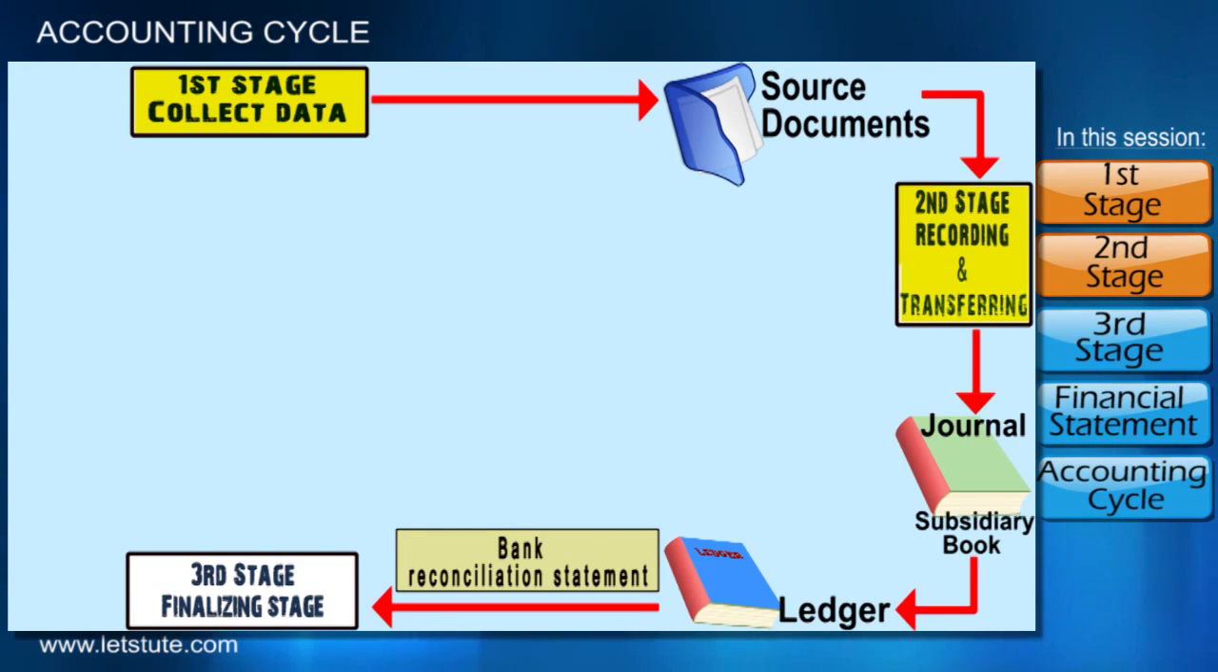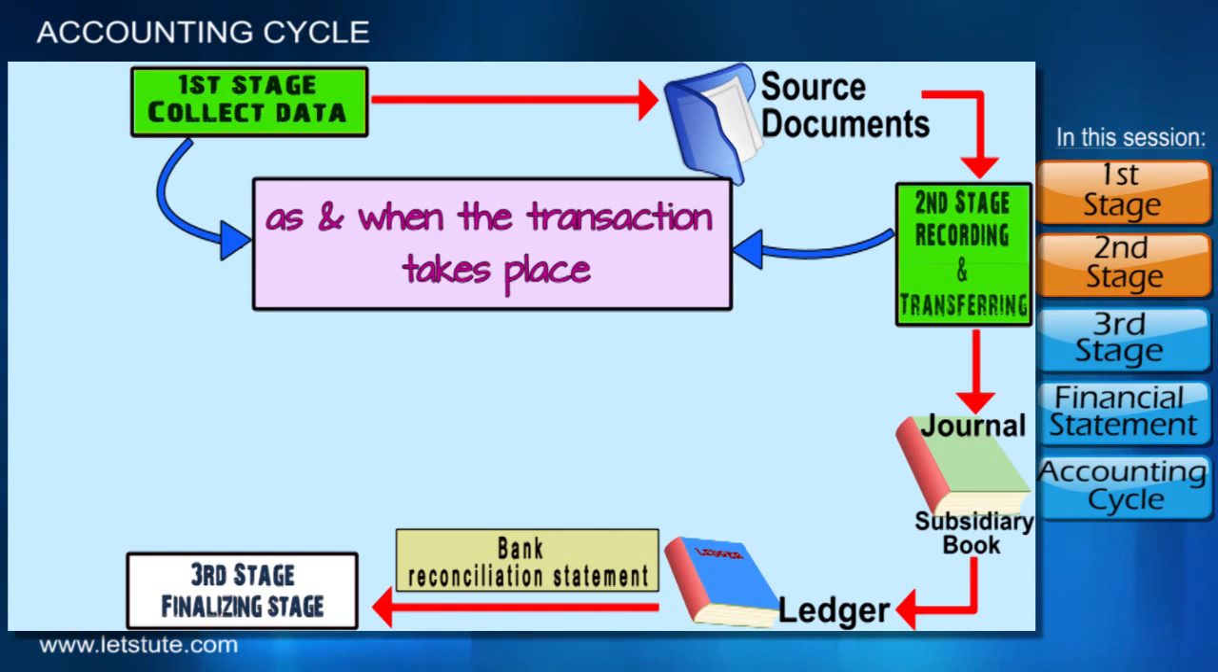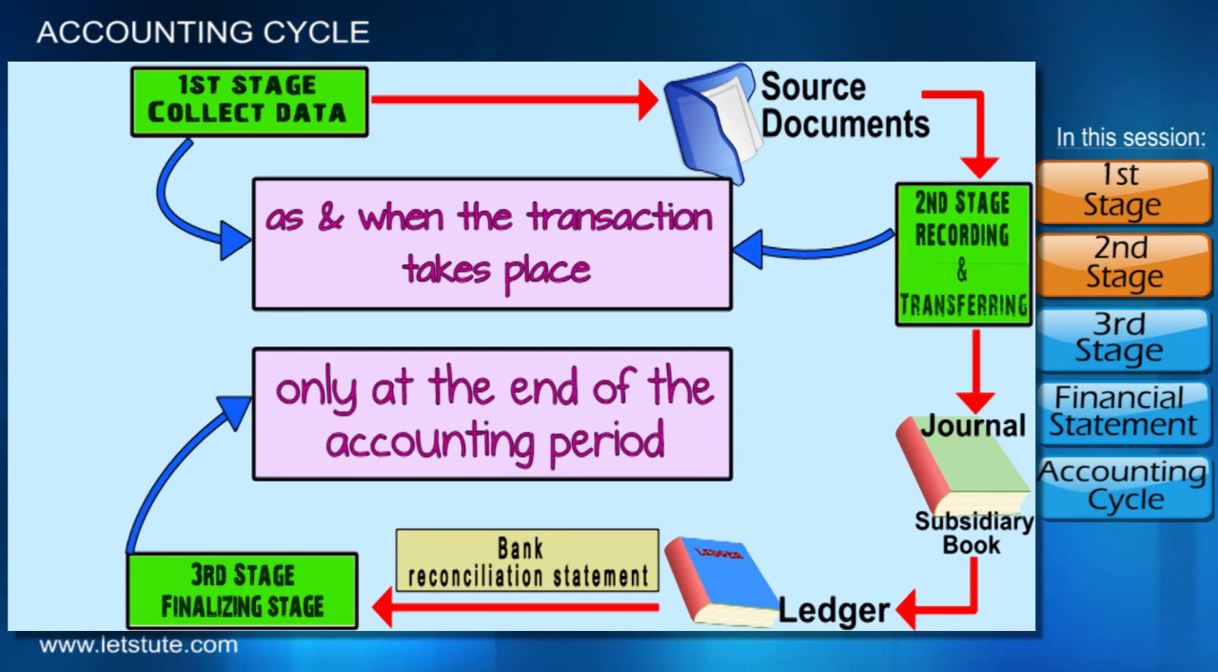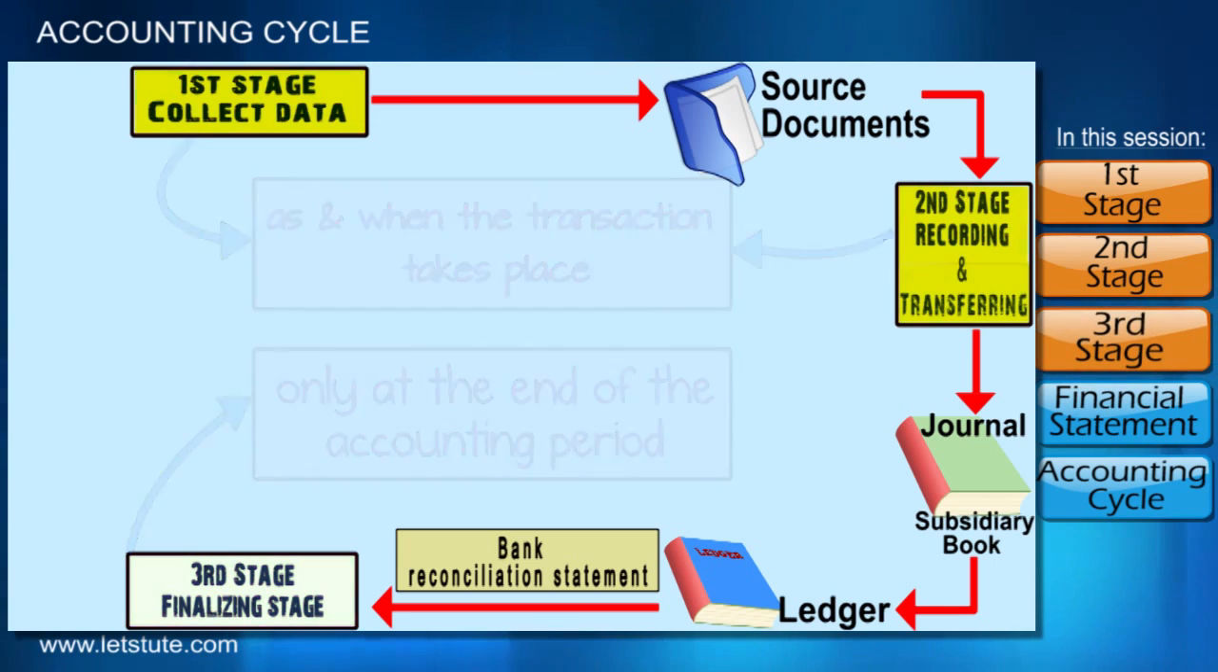The process of recording and transferring ends here. Hope we have understood all the processes so far. These first two stages are followed as and when the transaction takes place. But we will move on to the last and final stage only when we need to prepare the final statements. And since we need to prepare it for Peter, let's proceed to the third stage.